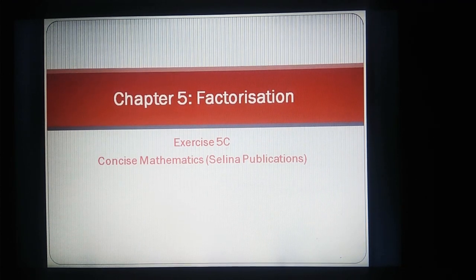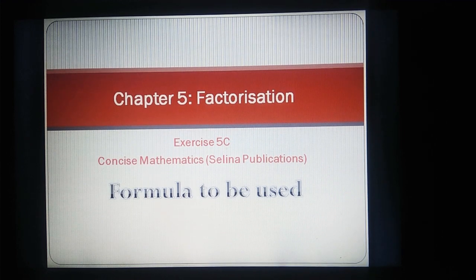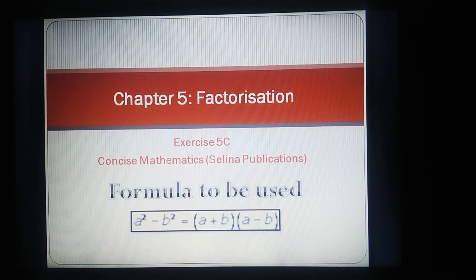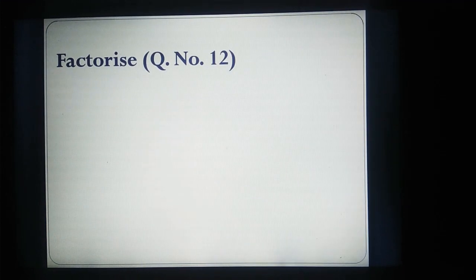Hello dear students, so let us continue our work with chapter 5 factorization, and we are working with exercise 5c. In this particular exercise we are going to make use of this formula, which is quite familiar to all of us. Let us begin with the first question, that is question number 12.